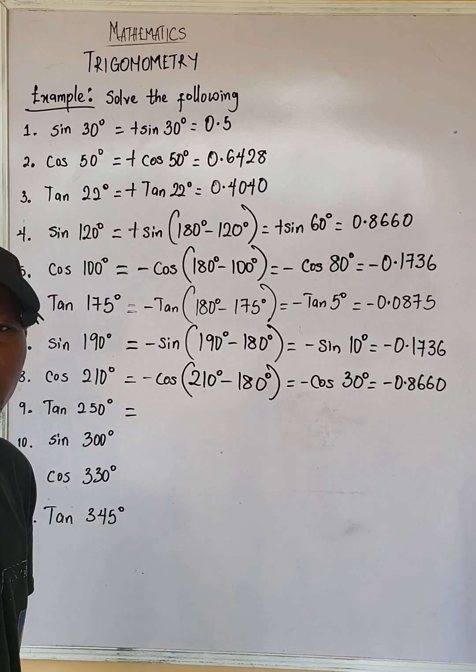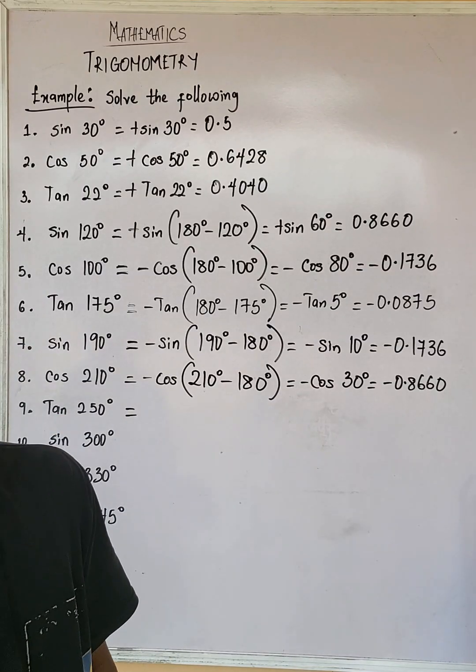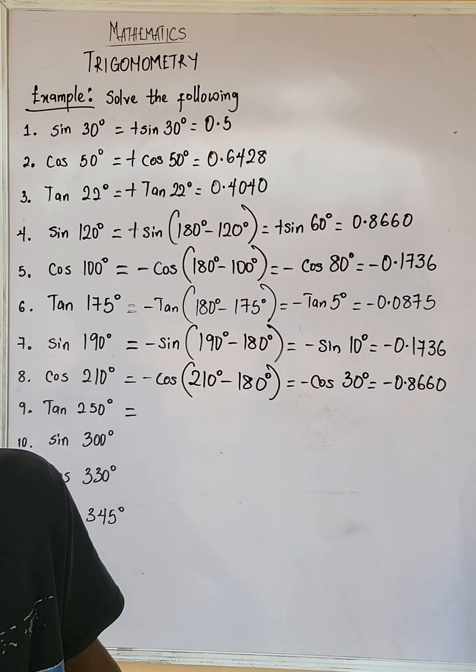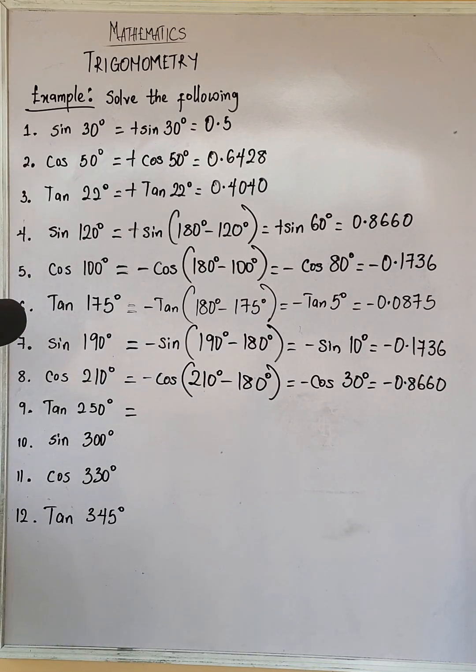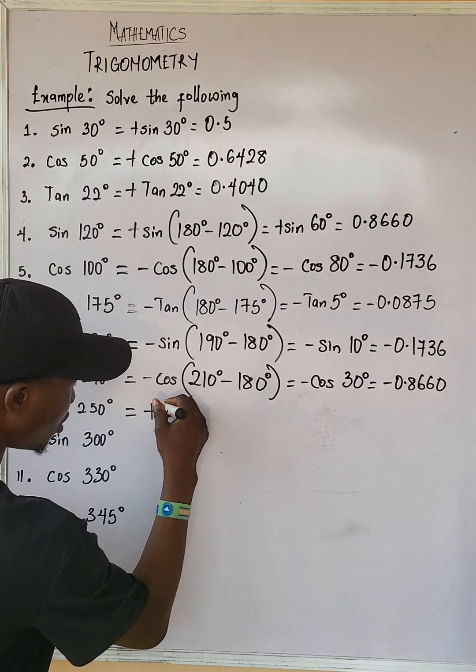250 degree falls on which quadrant? 250 falls on the third quadrant because it's still between 180 and 270. So it falls on the third quadrant. Now on the third quadrant, what's positive? We say tan. So it's positive. That will be plus tan.